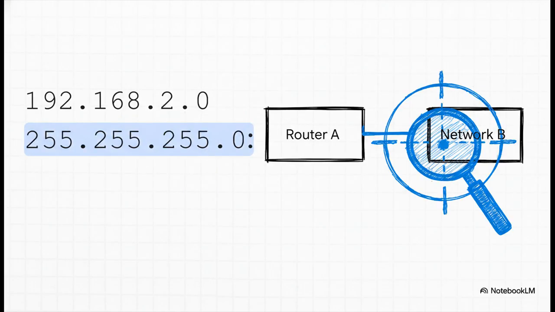Next up, these 2 pieces work together to define our destination. 192.168.2.0 is the network we want to reach, router B's network. And that subnet mask, 255.255.255.0, is super important because it tells the router the exact size and boundaries of that network. It's like knowing the exact street address, not just the city. Together, they say, this is the specific place we're trying to get to.